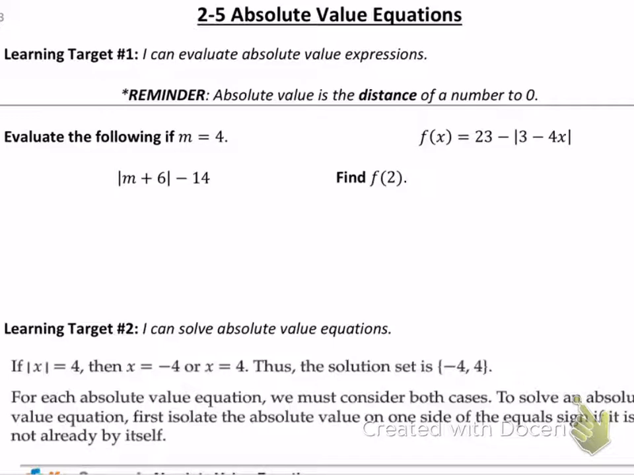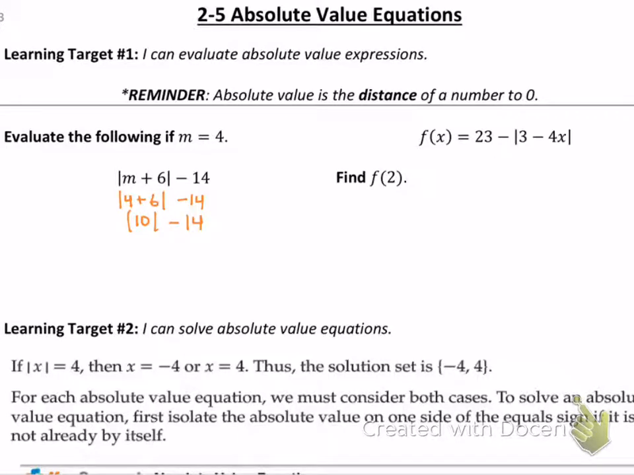On the left side it says evaluate the following if m is equal to 4. I have the absolute value of m plus 6, and then I'm subtracting 14. So I'm just going to plug in 4 for my m, and same thing as order of operations. Absolute value is the same thing as parentheses, so I have 4 plus 6, which is 10, minus 14.